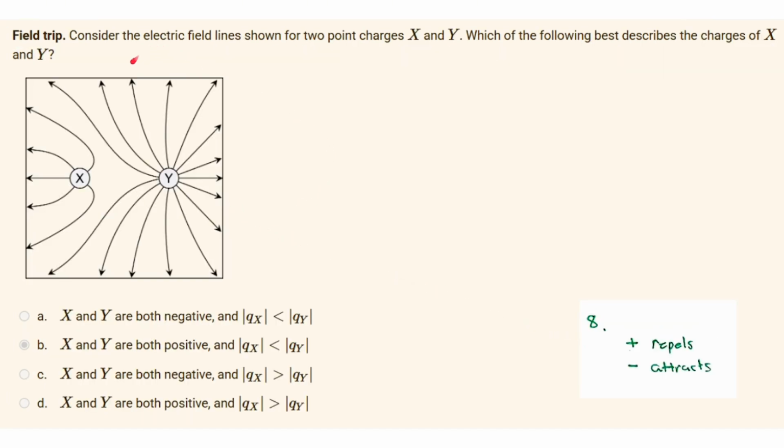This one is an identification question. Which of the following best describes charges x and y? We know both of these are positive because positive repels, P for push, and negative attracts. So both of them are positive. Something to note is that the more electric field lines a particle has, the stronger it is. Since y has more electric field lines, that means y is greater than x.